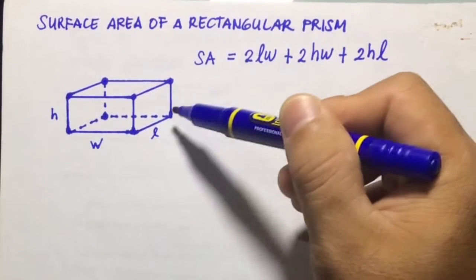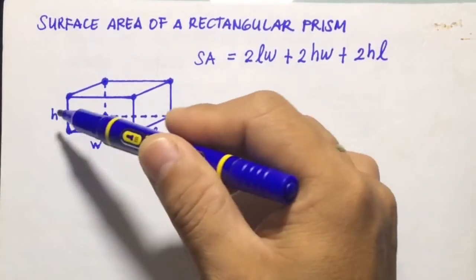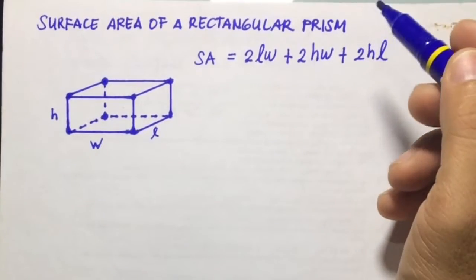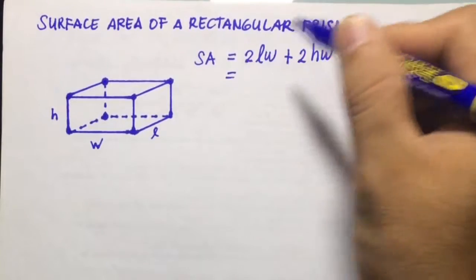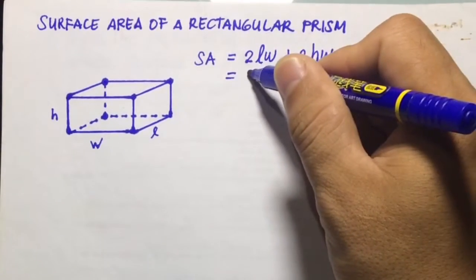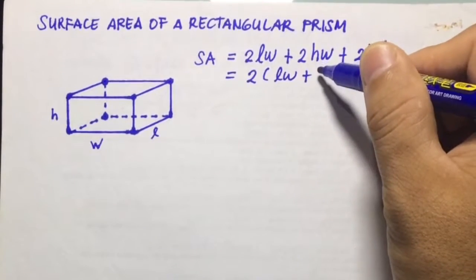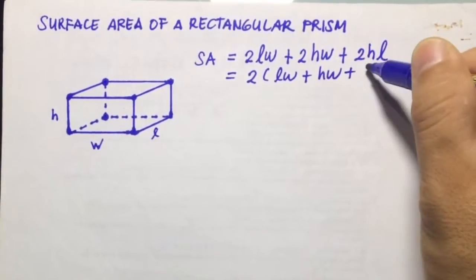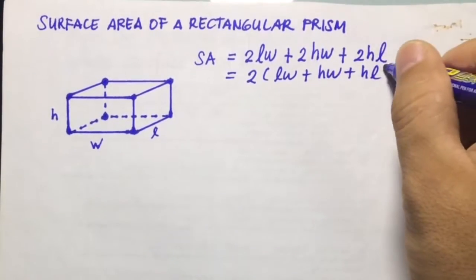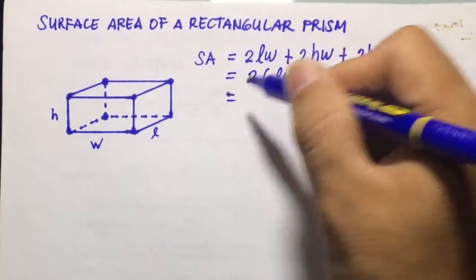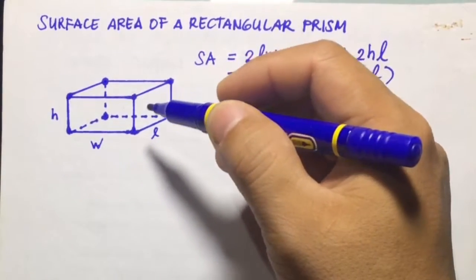So L here stands for the length. This is the length here. Then W is for the width and H is for the height of the rectangular prism. So in this formula here, you can also have this formula as 2 times the quantity of LW plus HW then plus HL, because 2 here is common in each term. Now, for example, if we're going to have this rectangular prism here, we can have the length as 8.